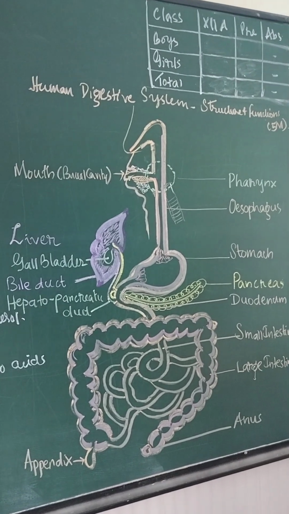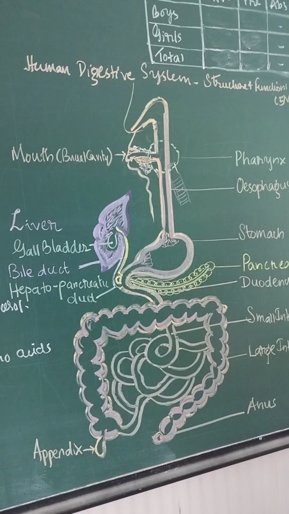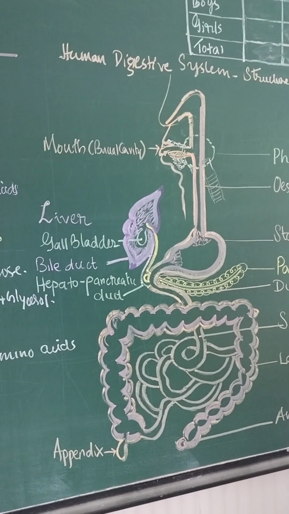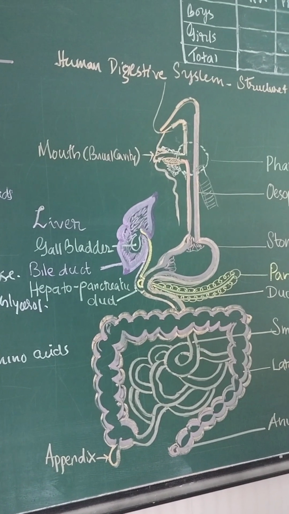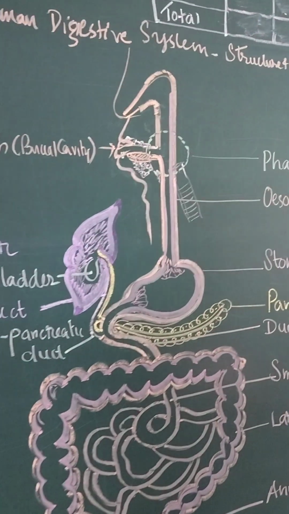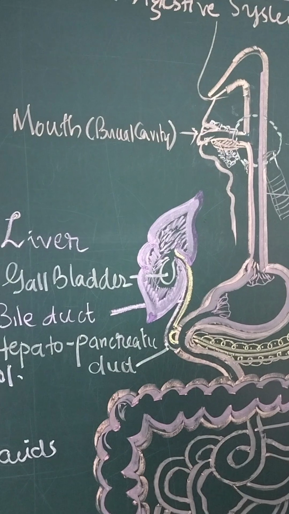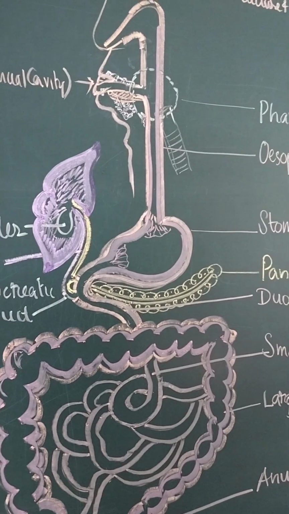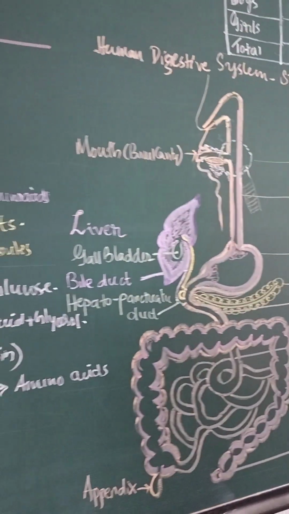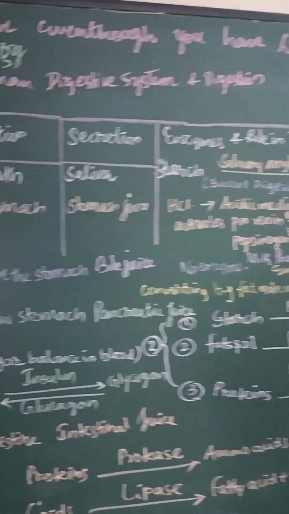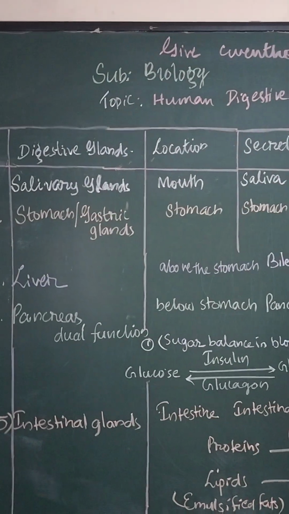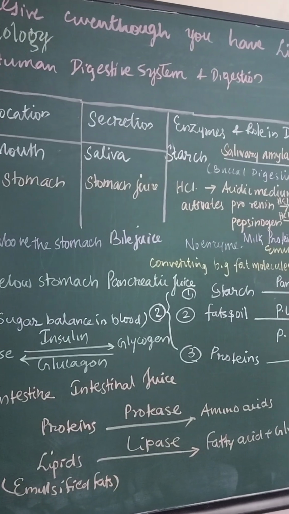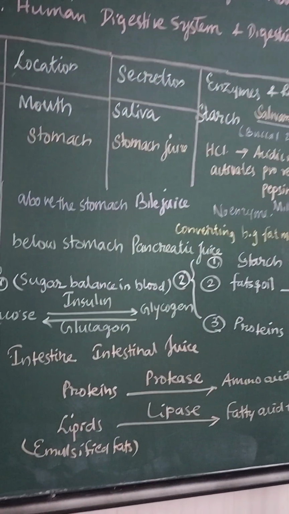In the last class, we discussed the human digestive system, drawing and labeling from mouth to anus, the last part, with the various digestive glands: salivary gland, liver, gastric glands in stomach, pancreas, then intestinal glands. Today we will be discussing the brief of the schematic table of the digestive glands and the process of digestion with a special reference to the secretions of the digestive glands.